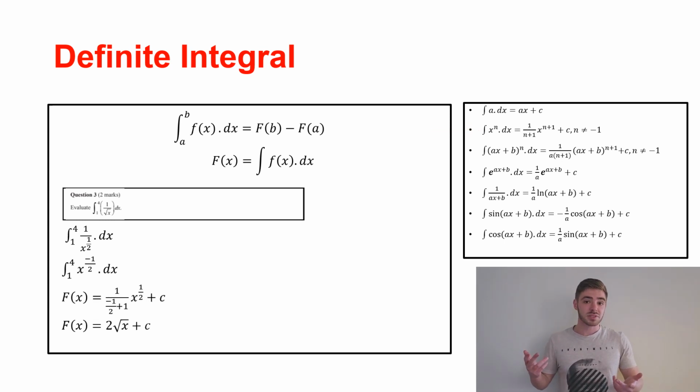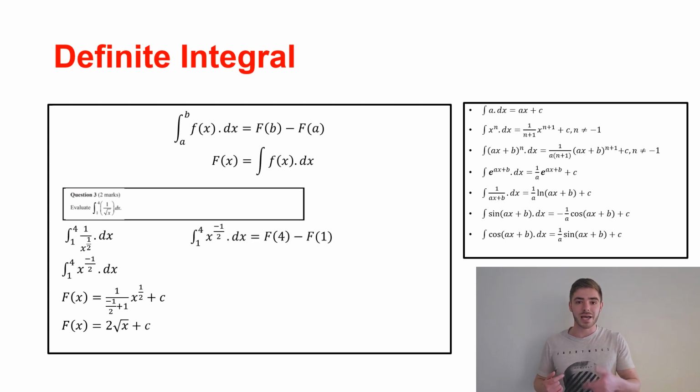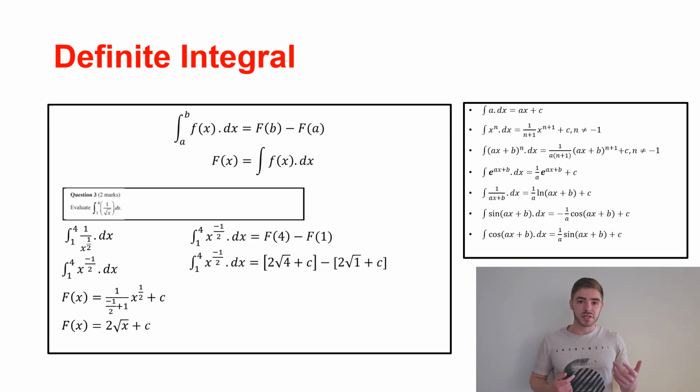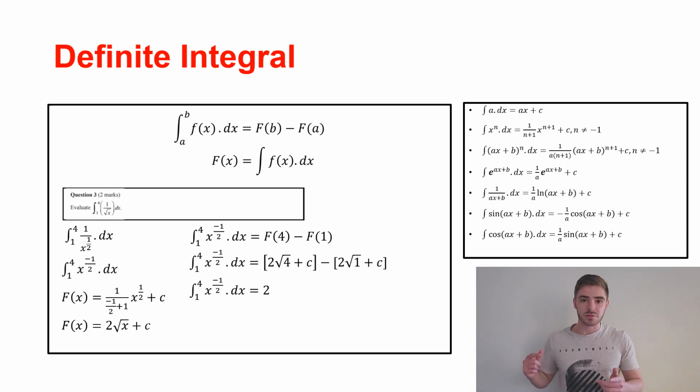And then lastly, we're just going to sub in the terminals of the integral. This gives us F of 4 minus F of 1. And after a bit of simplification, we're left with a single value. Furthermore, you'll also notice that the plus c term disappeared. This will always be the case for any definite integral, so it's often ignored during the working out.